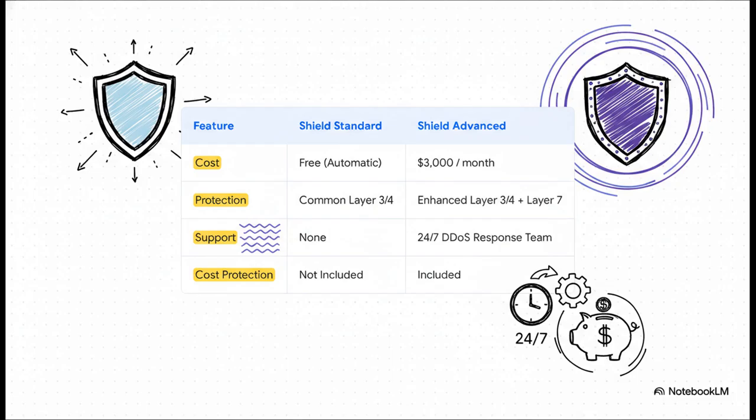Then you've got the big brother, Shield Advanced. This is the paid premium service, and for that money, you get way more. Enhanced protection that also covers layer 7. You get 24/7 access to the AWS DDoS response team. These are the real experts, and you even get cost protection, which is huge.